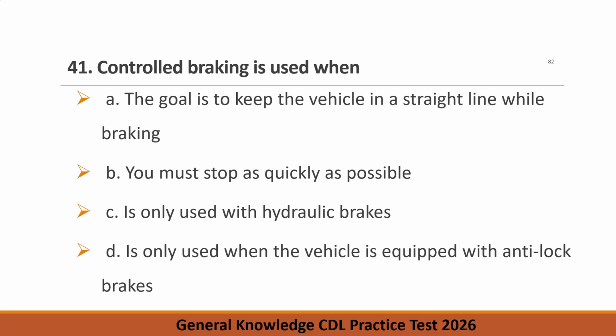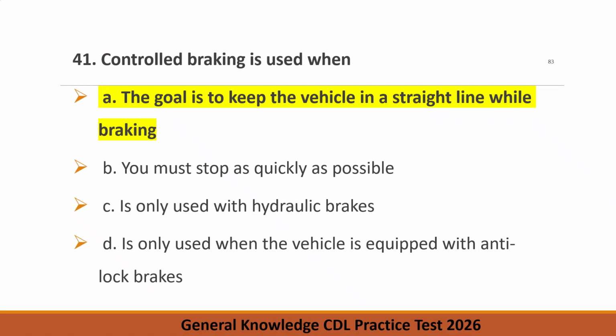41. Controlled braking is used when A. The goal is to keep the vehicle in a straight line while braking. B. You must stop as quickly as possible. C. Is only used with hydraulic brakes. D. Is only used when the vehicle is equipped with anti-lock brakes. Answer, A.